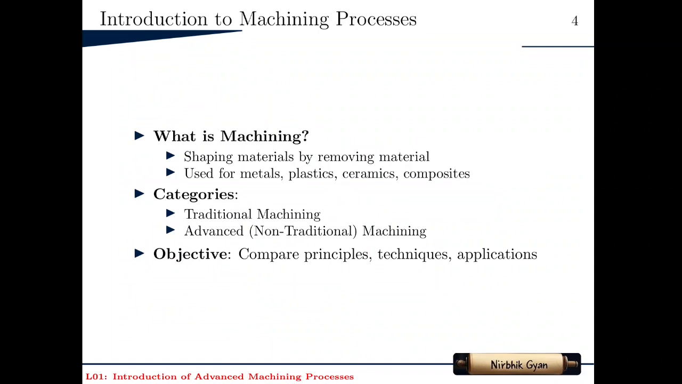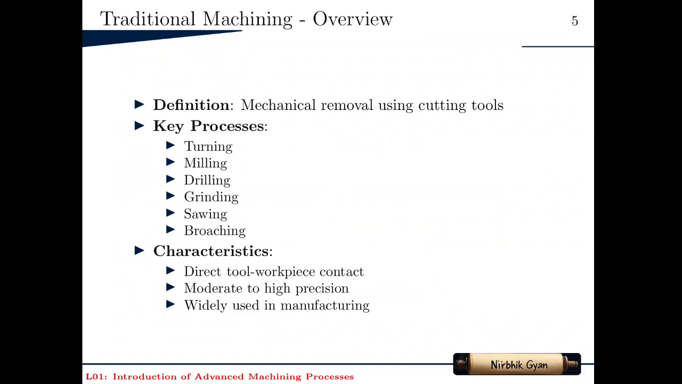Right. So the objective of this lecture video will be to compare principles of some of the advanced machining processes, with a little bit of description of those techniques and applications. Traditional machining: material removal is mostly done using cutting tools. In every process under the category of traditional machining, they have specific cutting tools and specific processes, like grinding. We call it grinding tools rather than cutting tools, and the material is directly removed by direct contact between the workpiece and the tools.